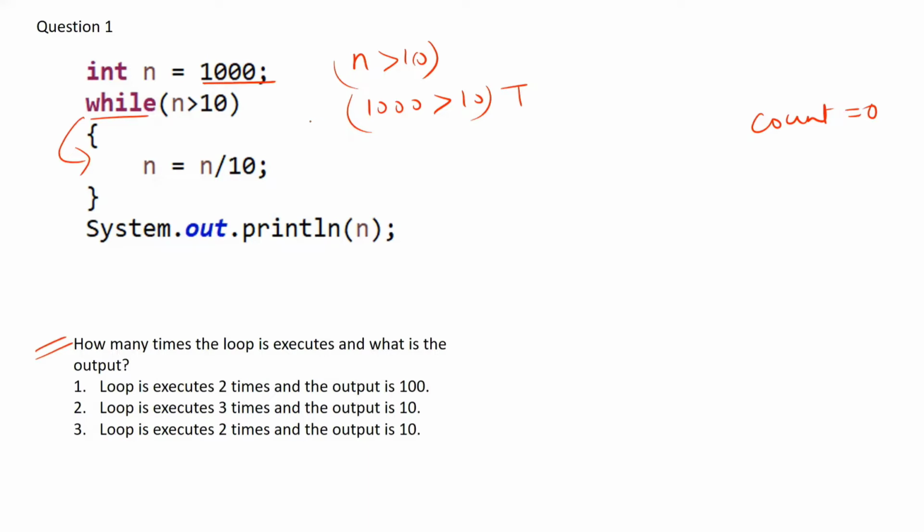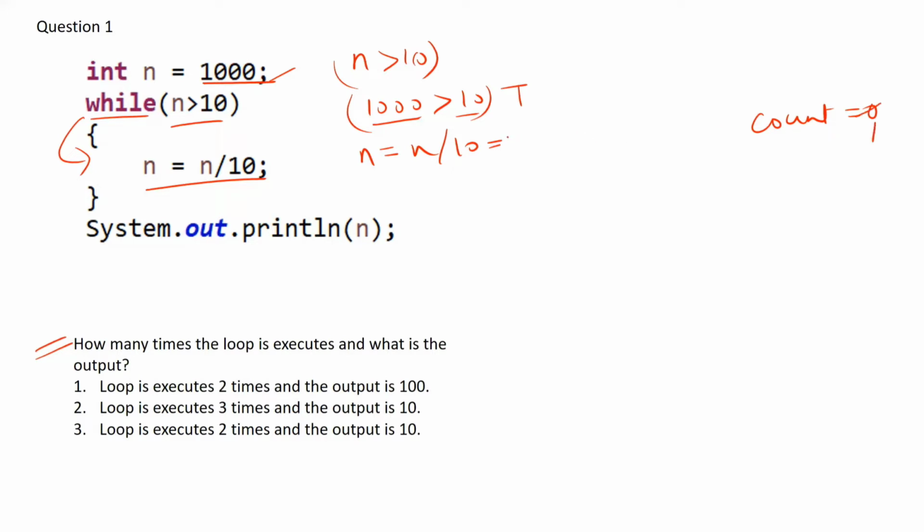So guys, as we see that value of n is 1000 and we are having a test condition, and here we can see that 1000 greater than 10, the condition becomes true. The moment condition becomes true, we will enter the while loop. So here we can see the body of the loop is n equal to n divided by 10. So before making changes in this particular line, we will increase the value of count by 1. So now count equal to 1.